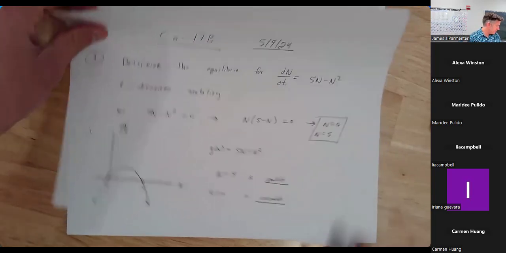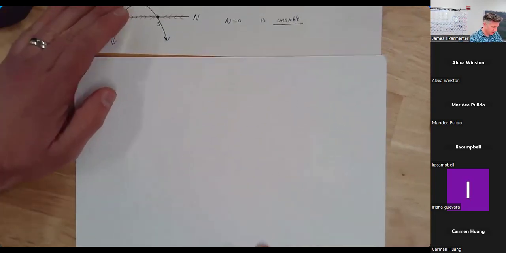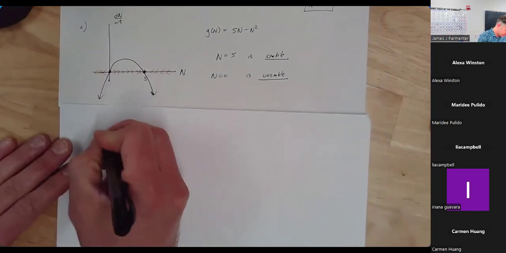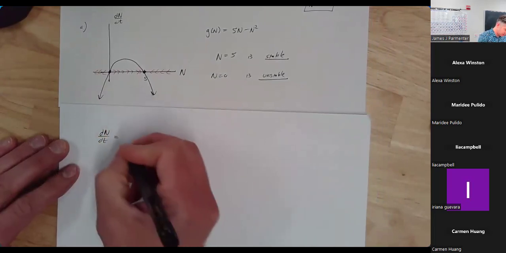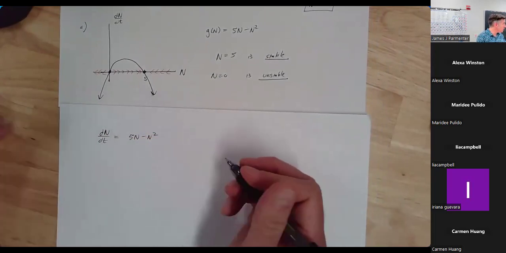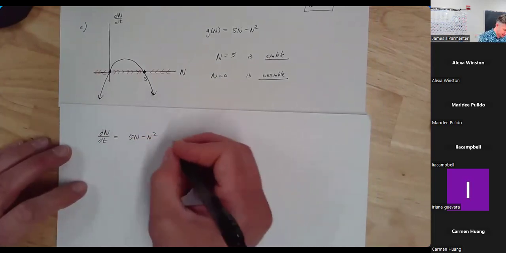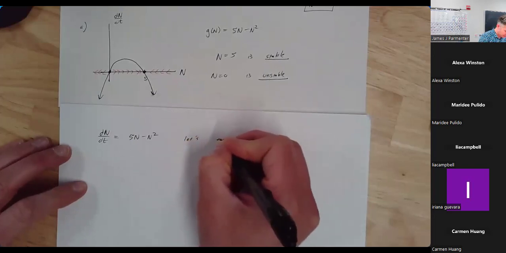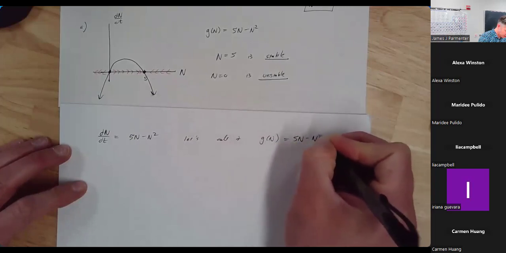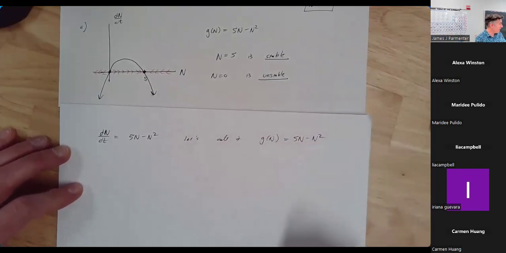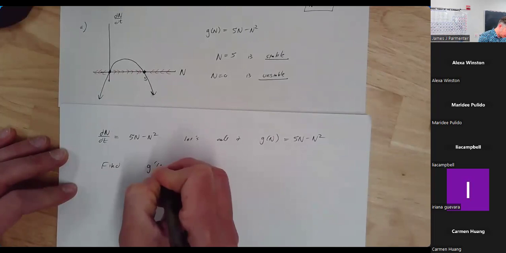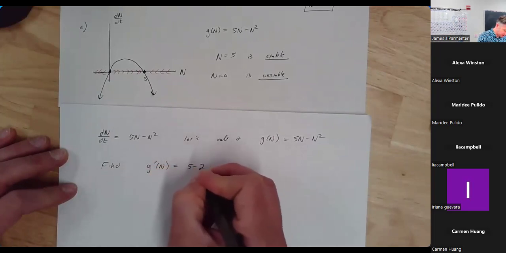Using the other method, what's it called? The analytic approach. So we're going to take our dn/dt, which is equal to 5n minus n squared. And I personally like to call that g of n. That's the typical kind of thing we do. So let's call it g of n equal to 5n minus n squared. We're going to take the derivative of that. So we're going to find g prime of n, which is just 5 minus 2n.